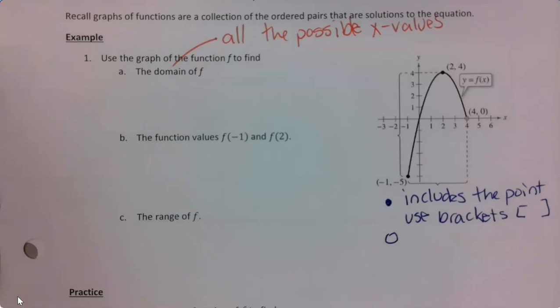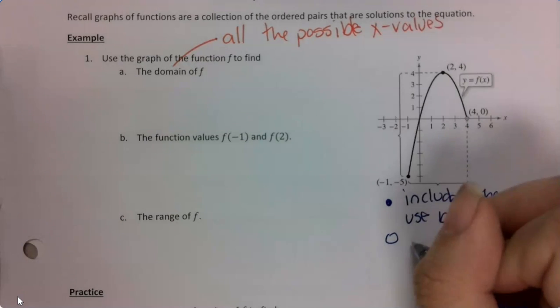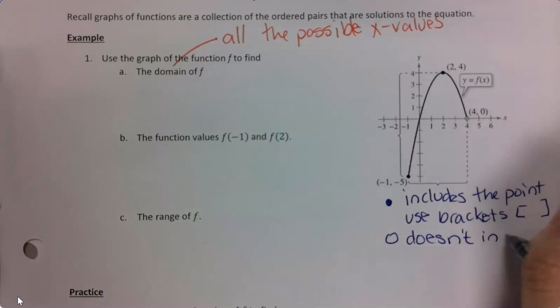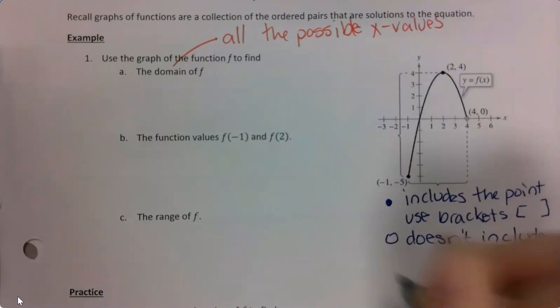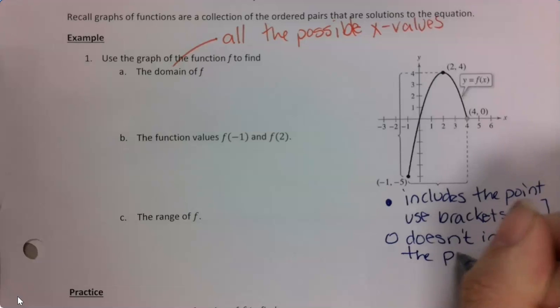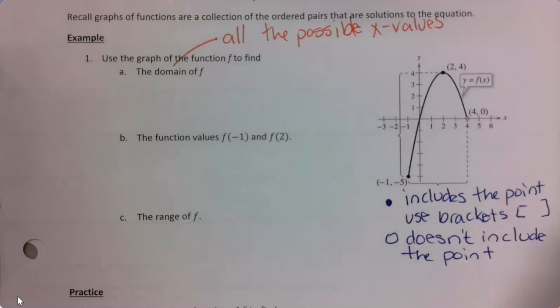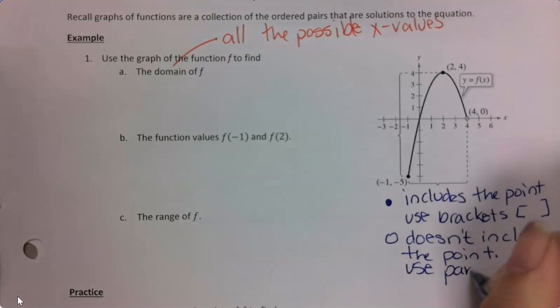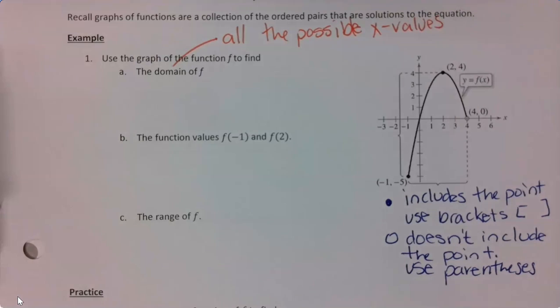So then, if I have an open circle, this one doesn't include the point. And I use parentheses. Oops, sorry.